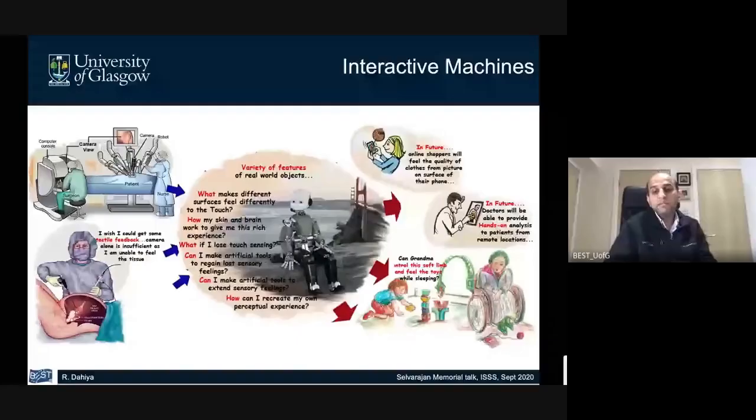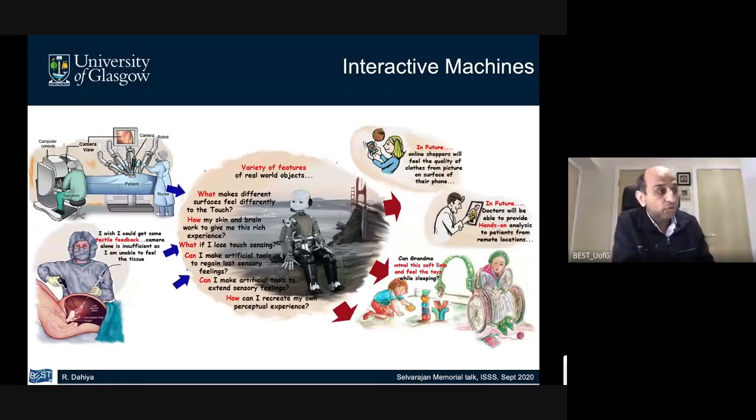As you can see on the bottom right, an example where a disabled or elderly person has a desire to play with their grandchild, but the robotic vehicle that you see here could be controlled through the brain. So that is the kind of thing. In all these cases, physical interaction is very important.